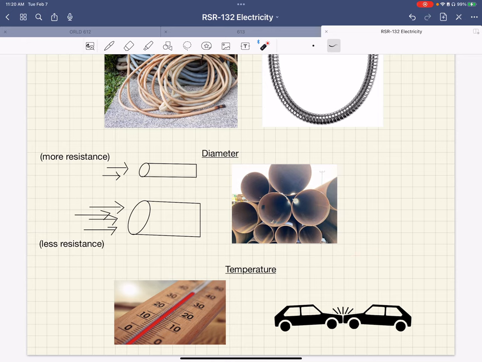So again, we can say, what is temperature's relationship with resistance? You can say as the temperature goes up, resistance also goes up because more and more collisions take place at the subatomic level. So I guess with that one, we can also say it's a direct relationship.